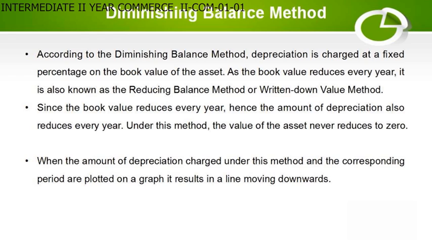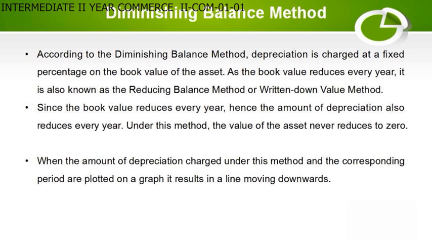Under the diminishing balance method, every year the depreciation will be calculated at the given percentage in the problem on the opening balance. So, every year the opening balance may change. For that, the depreciation will also change. For example, for the first year the depreciation is 1,000, and in the second year it may be 900, and for the third year, it may be 800 rupees only. That means the depreciation will gradually reduce, or it will be written down.